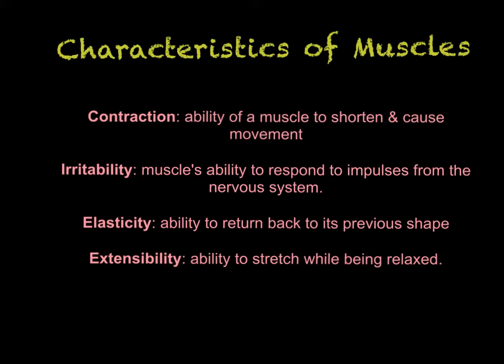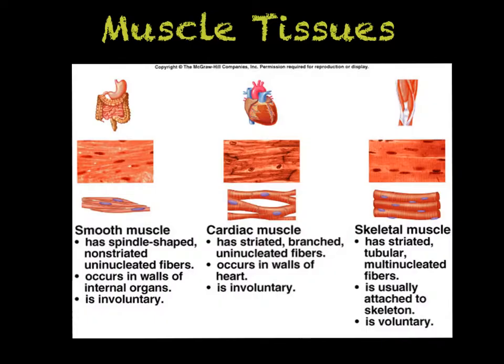Muscles also have elasticity. This is its ability to return back to its previous shape. And then extensibility, which is the ability of a muscle to stretch even while it's being relaxed. Okay, I do want you to know the three main types of muscle tissue. We have smooth muscle, cardiac muscle, and skeletal muscle.